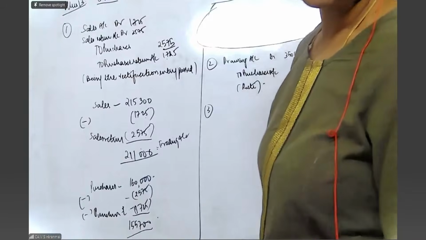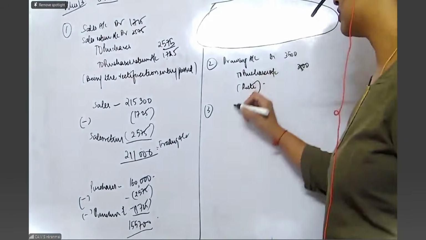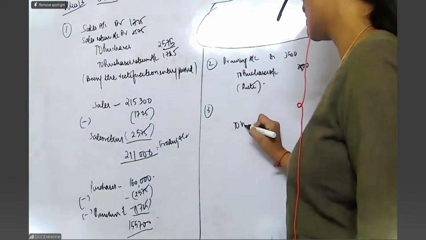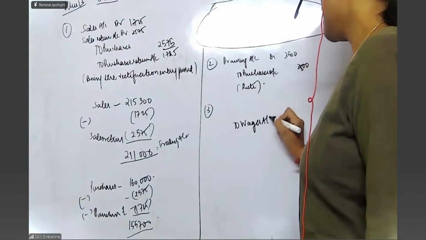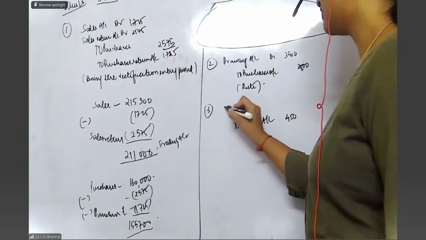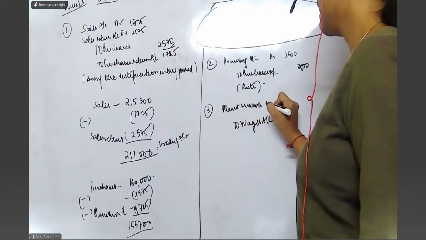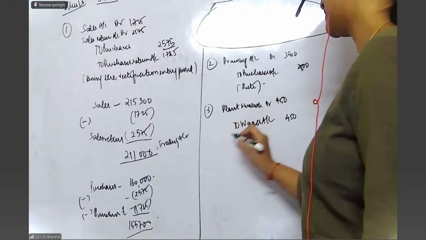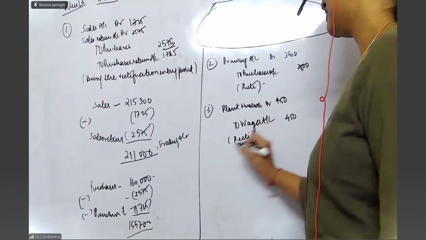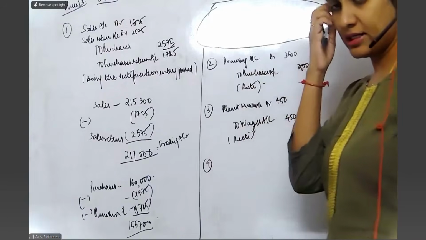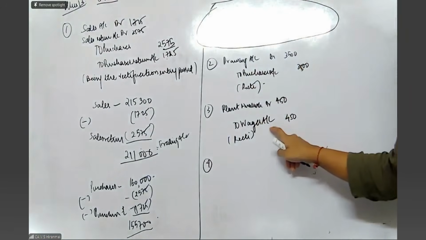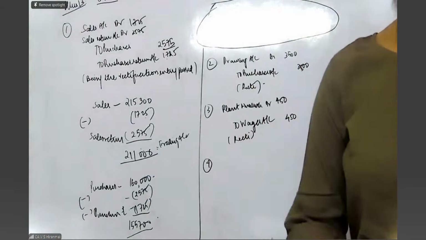So now plant and machinery. Now you tell me, wrongly debited to wages. So now credit wages. Reduce the amount from the wages account, 450. Now plant and machinery account 450 rupees will increase. So now you have rectified this particular entry. Clear everybody? Do you have any doubt with this particular thing?